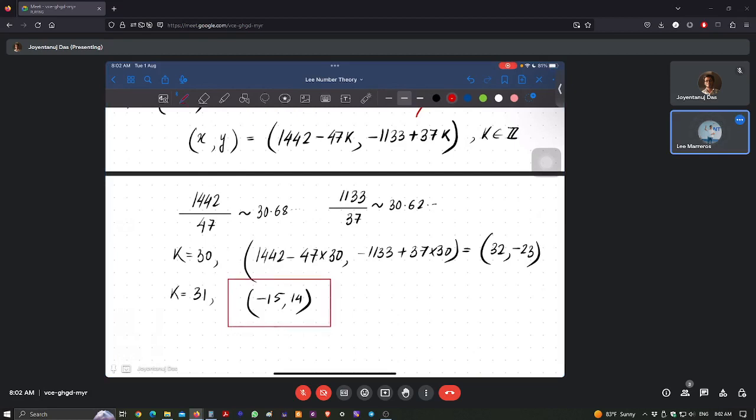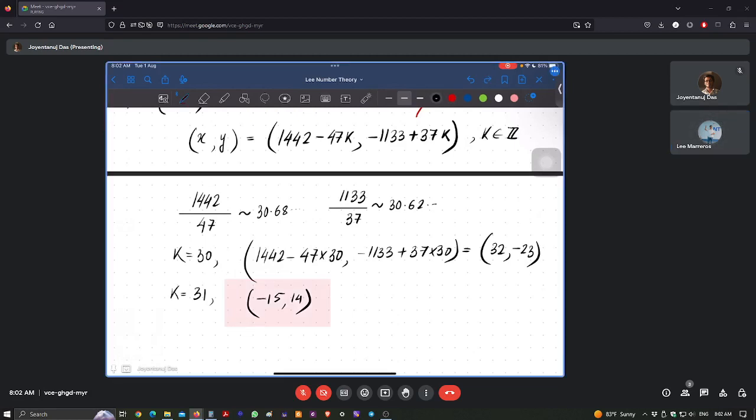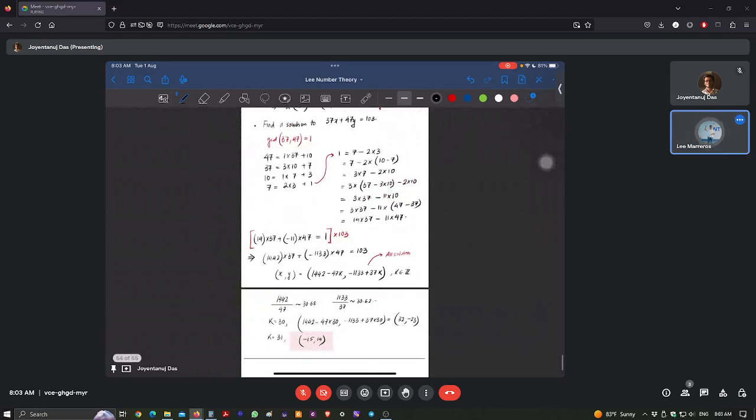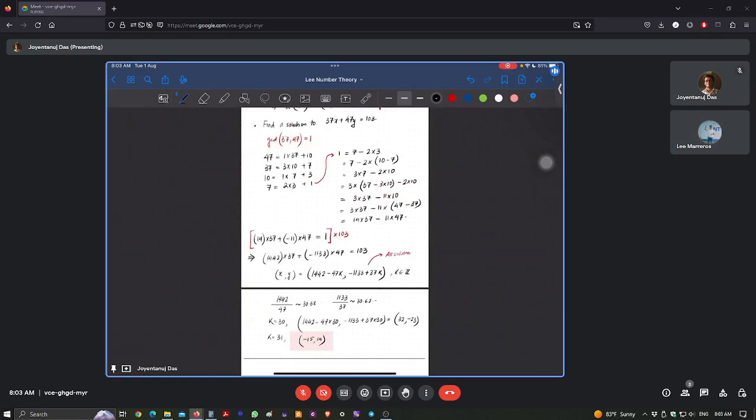Okay. So you have to check which one works. It can be either 30 or 31. So if we replace that, let's say 37, you can check. Minus 15 times 37 plus 14 times 43.